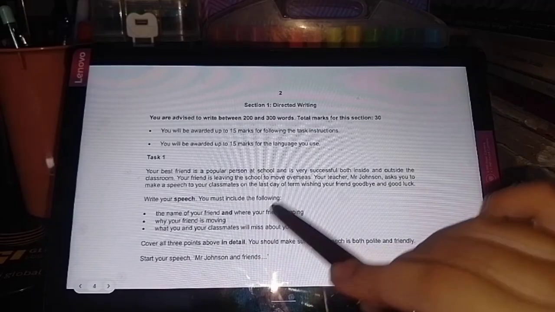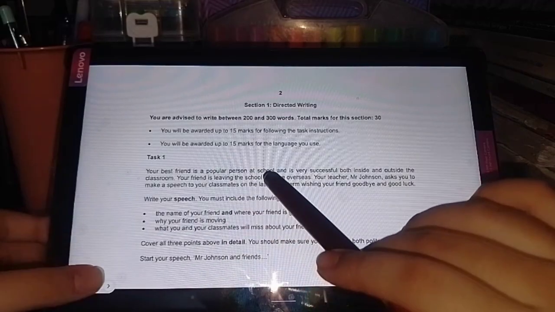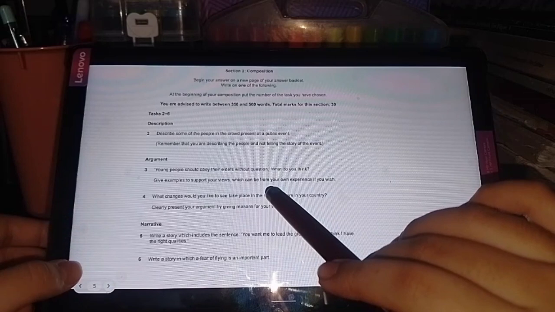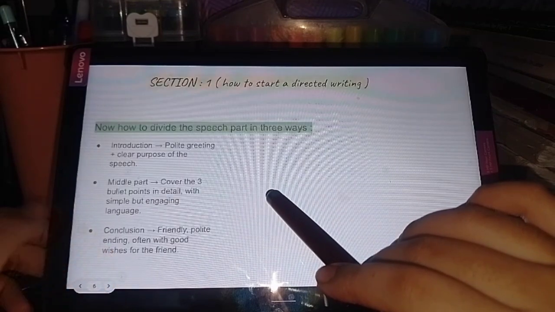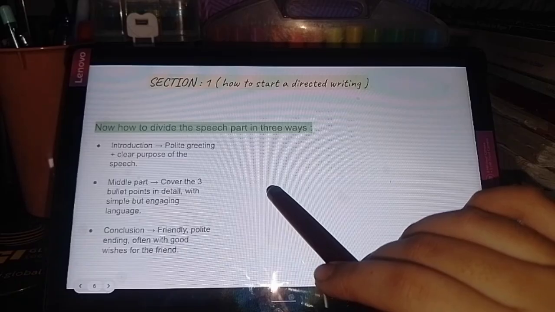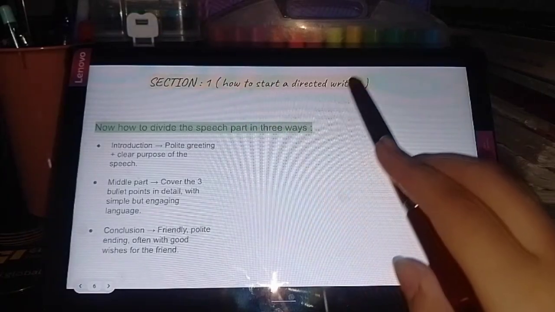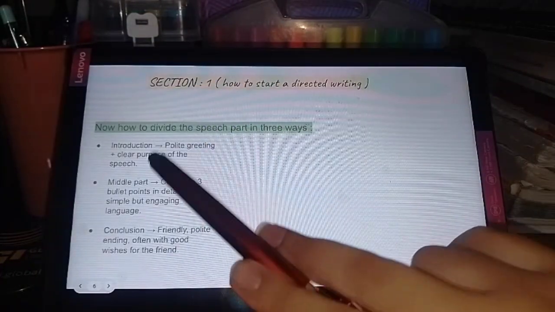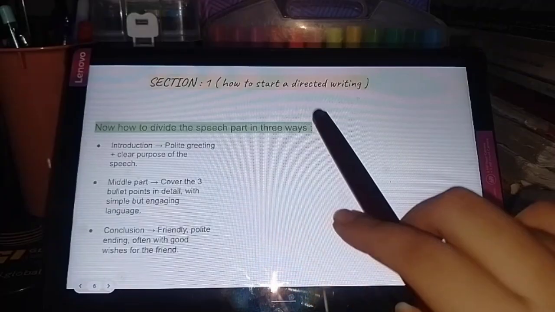Johnson and friends." Now I'm going to be discussing with you the starting point, the middle part, and the conclusion. Okay. Session 1, how to start a directed writing. Now, how to divide the speech into 3 parts.